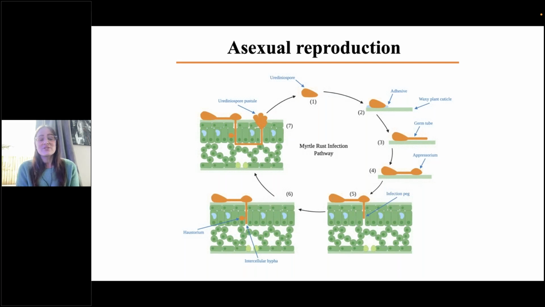But for most rusts, once it's found that stomata, it then forms a balloon-like structure known as an appressorium. From this, a specialized drill bit, known as an infection peg, then penetrates into the host. That then forms both haustoria for obtaining nutrients and intercellular hyphae for establishing a dynamic network within the plant. Once that network is established, it then forms a pustule below the surface, which fills with spores, erupts, and now you have, once again, spores that can be dispersed.